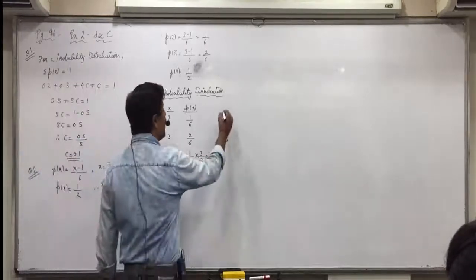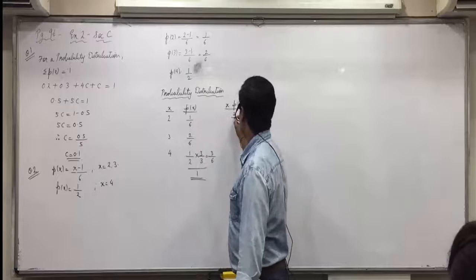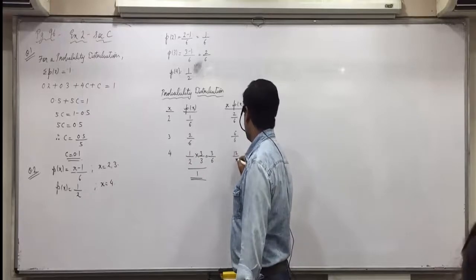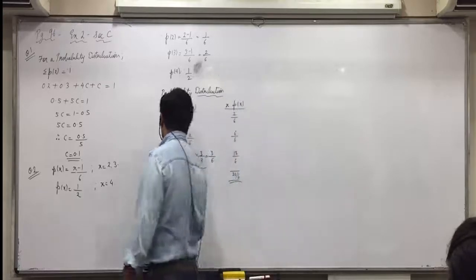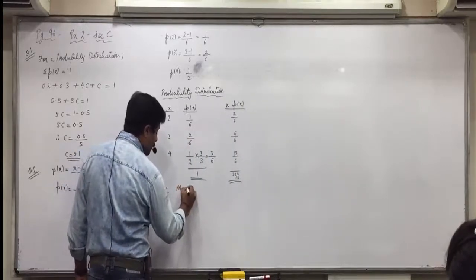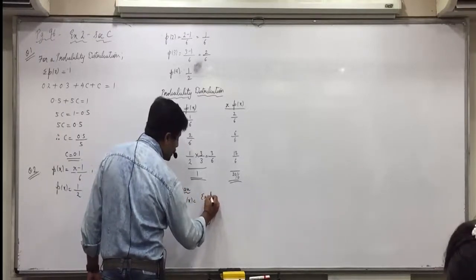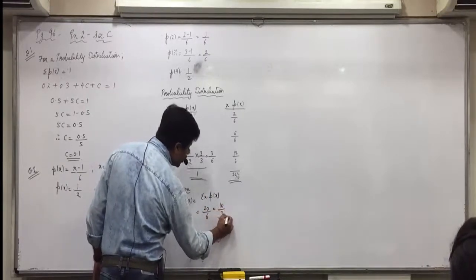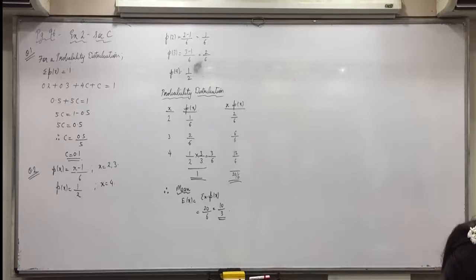Yes. Now for the mean we require x into Px. 2 into 1 by 6, 2 by 6. 3 into 2, 6 by 6. 4 into 3, 12 by 6. 2 plus 6 plus 12 is 20 by 6. Therefore, mean, that is Ex, is equal to sigma x into Px, which is 20 by 6, that is 10 by 3. 2 into 10 is 20, 2 into 3 is 6, so 10 by 3. Any confusion in this? All are clear with it?